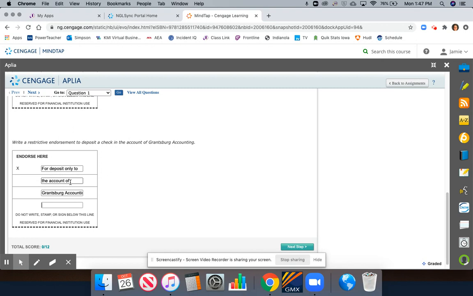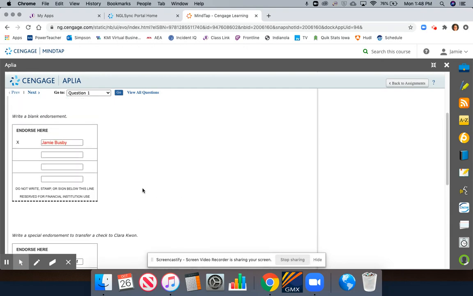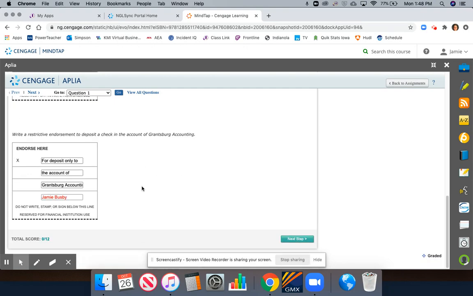So that would all be a stamp. The first 3 lines would be a stamp. Every check that comes in, we would stamp with those 3 lines. And then at the end of every day or the end of every couple days, the owner would type their name. So that is our 3 different types of endorsements: blank, special, and restrictive.